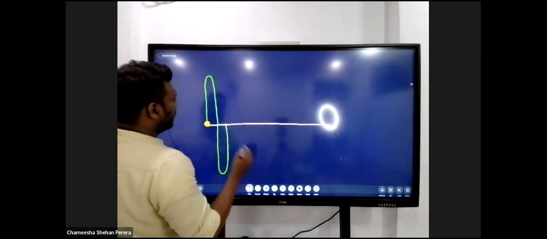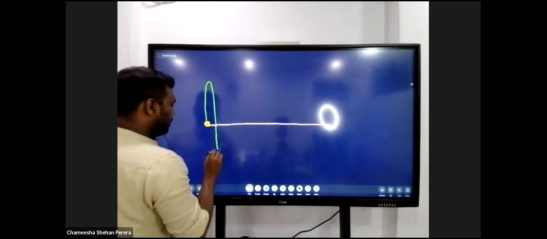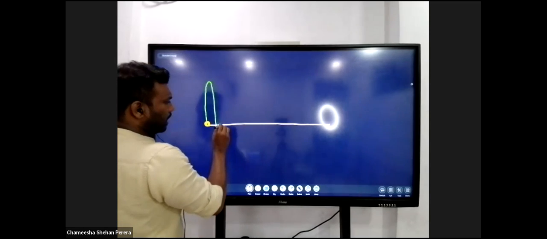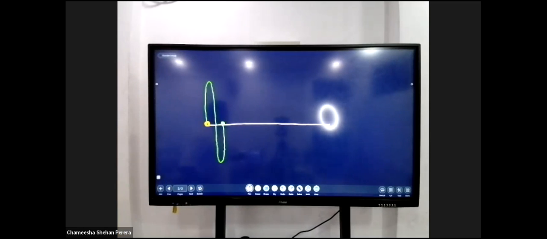Okay, it comes back to its initial point, moves vertically upwards, comes down, goes to the downward maximum position, and comes back to its initial position. So this is one complete oscillation.